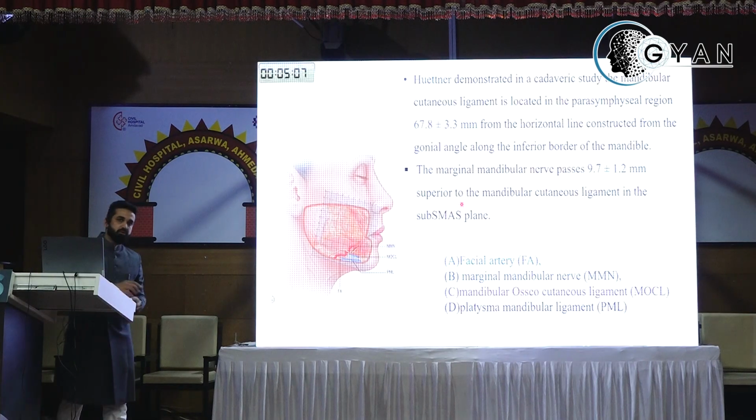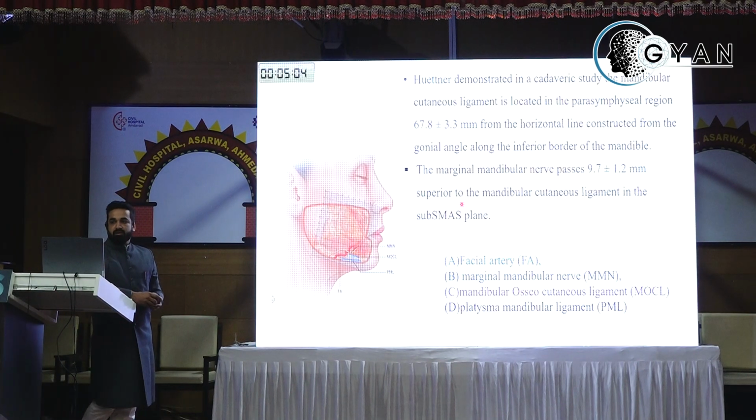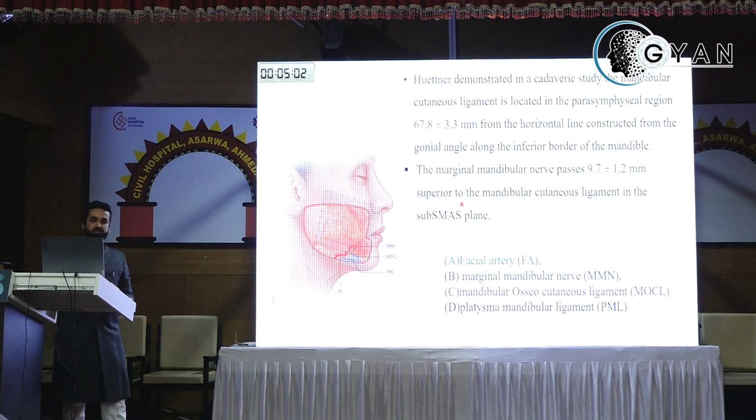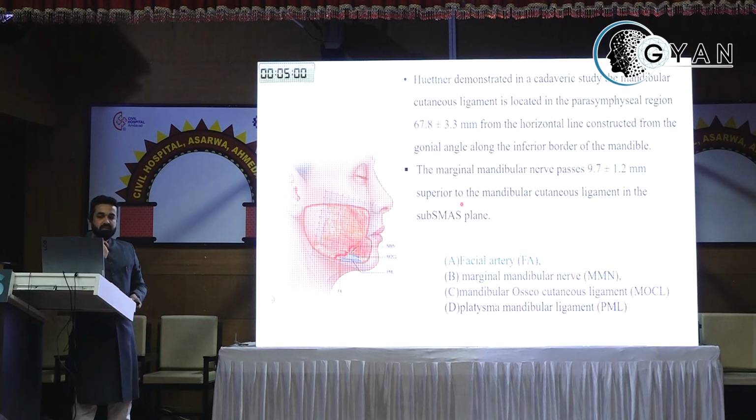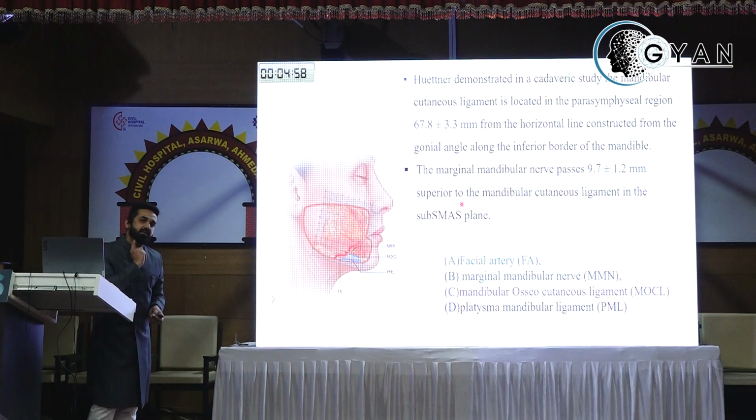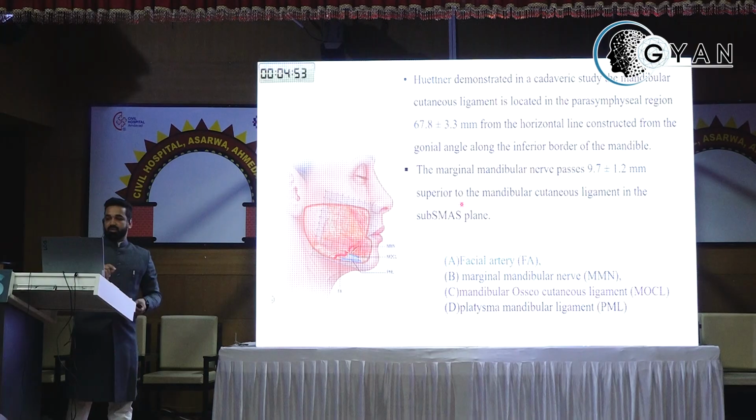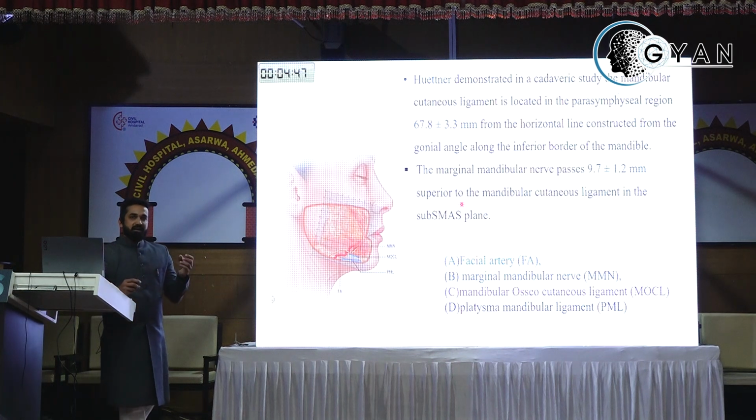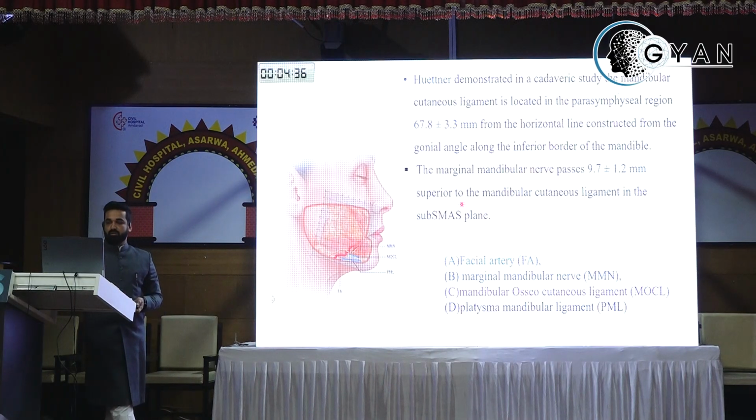So basically, how do you do that? In a study by Hüttner, around 65 to 70 millimeter from the gonial angle, if you draw a line, that is the point where the mandibulo-osseo-cutaneous ligament exists, and around 5 to 8 millimeters above this ligament, there is the course of the facial nerve. So we have to be very cautious when we are dissecting at the lower border, during the lower border correction.